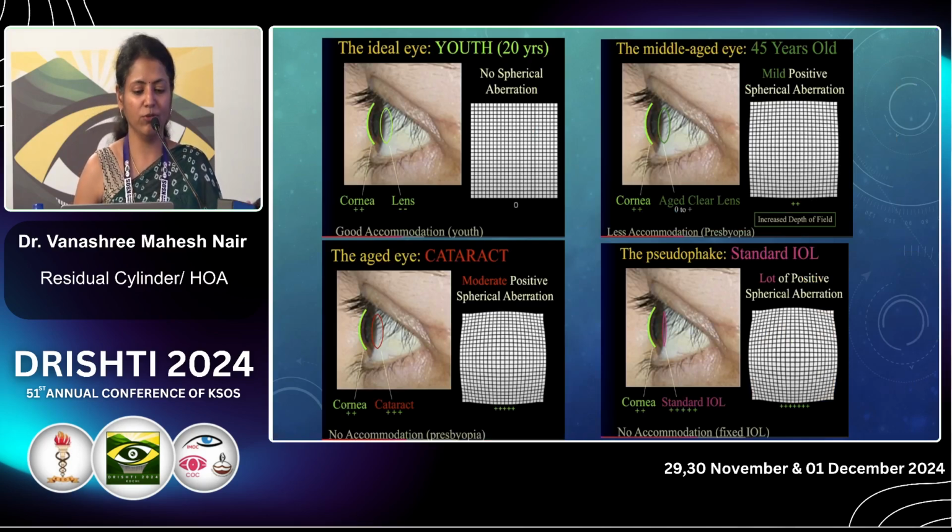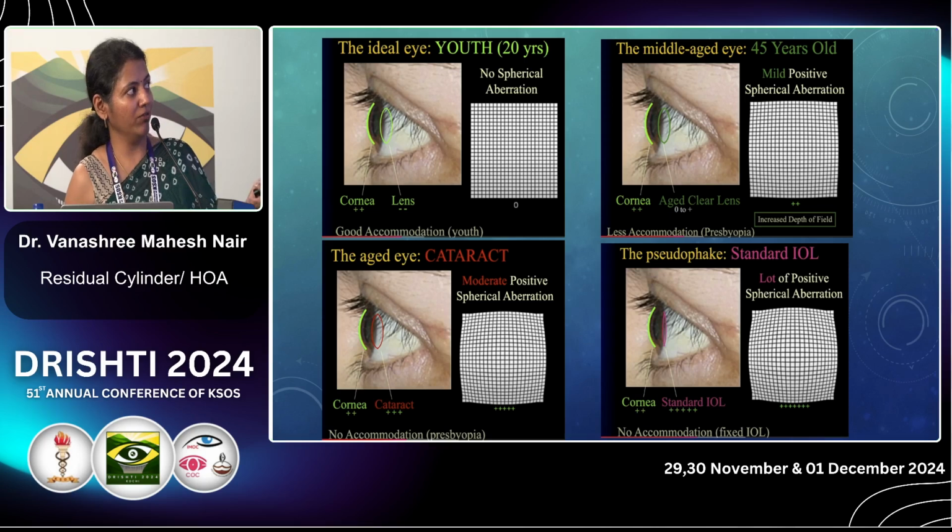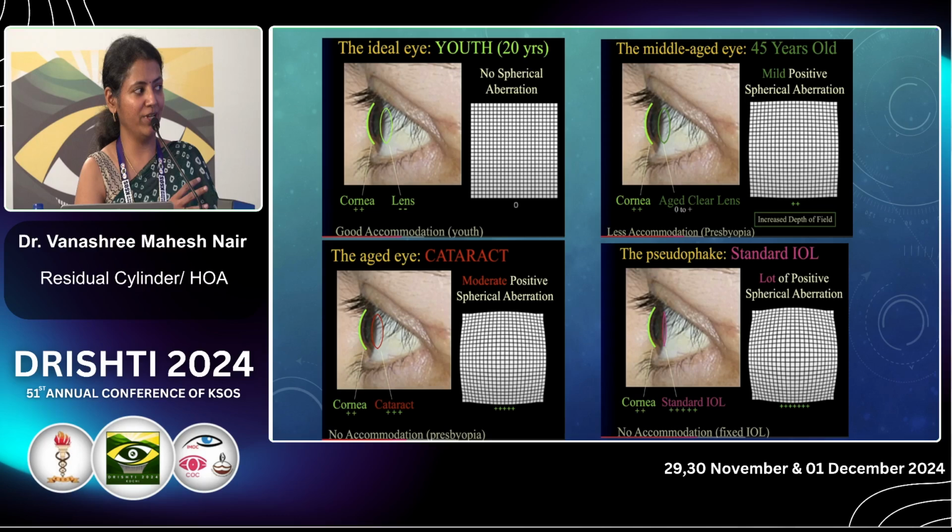Okay, so now here if you can see, the cornea is having positive spherical aberration. The lens has negative spherical aberration. That's why a young person doesn't have much of spherical aberrations. But that changes as the patient becomes older. So in a cataract patient, both are having a lot of positive spherical aberrations, which will give you a little bit of depth of focus, but overall the vision quality is degraded.